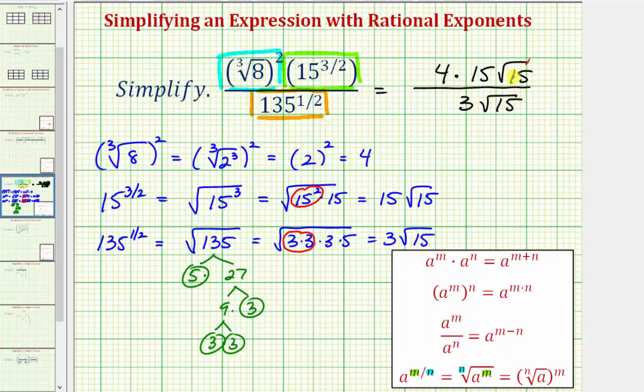Square root 15 divided by square root 15 simplifies to 1. 15 and 3 share a common factor of 3. There's 1 3 and 3, and 5 3s and 15. Now multiplying, notice how in the numerator we have 4 times 5, which equals 20, and the denominator is just 1, and therefore this simplifies nicely to 20. I hope you found this helpful.